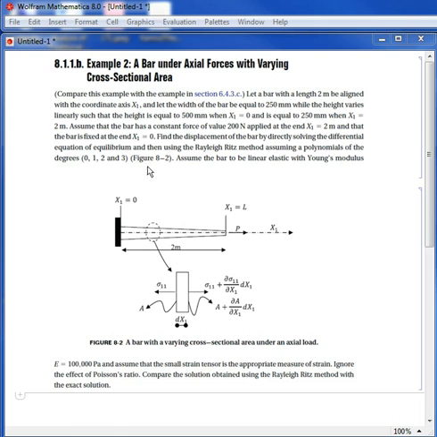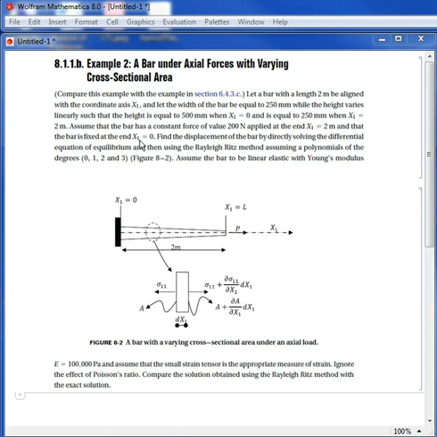So for this problem, we have a bar with a length of 2 meters aligned with the coordinate axis x1, and the width of the bar is equal to 250 and the height varies linearly. The height is equal to 500 millimeter when x1 is 0 and 250 millimeter when x1 is equal to 2 meters. The bar has a constant force of value 200 Newton applied at the end x1 is equal to 2 meters.